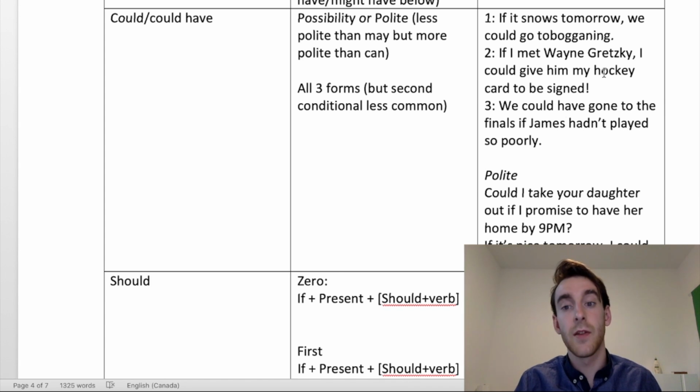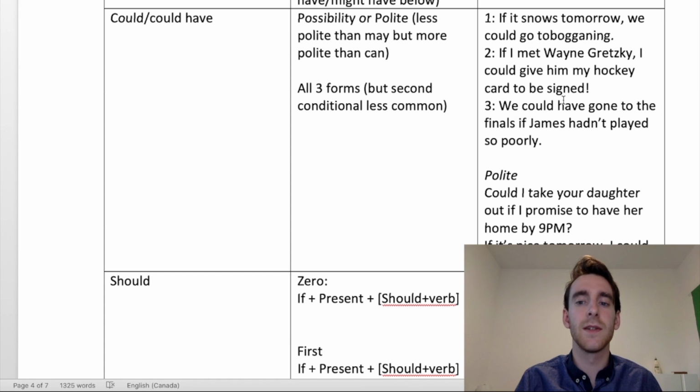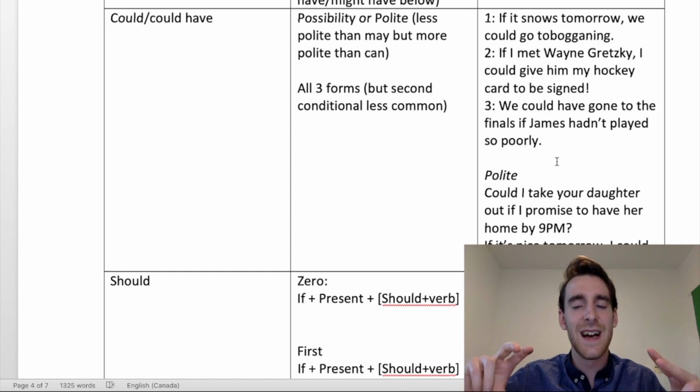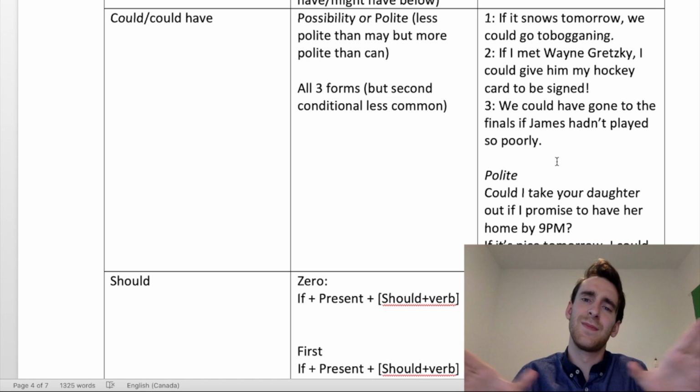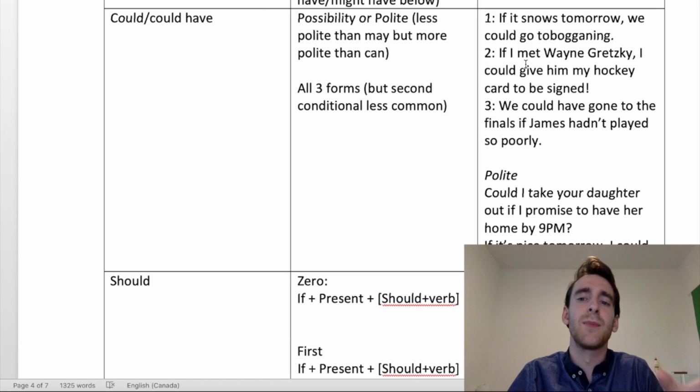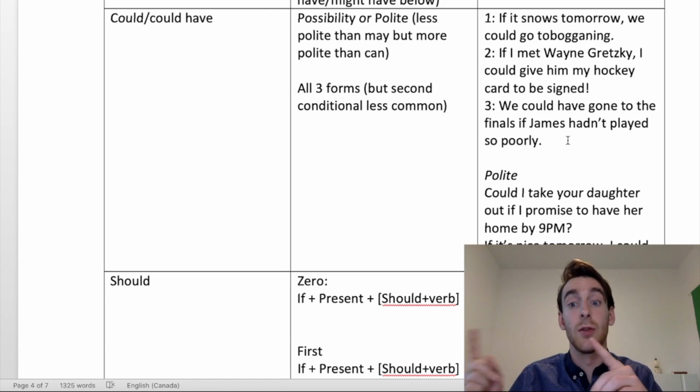The same thing in the third conditional. We could have gone to the finals if James hadn't played so poorly. Both of these are in the past, right? So we use could have plus past participle. Instead of saying we would have gone to the finals if James hadn't played so poorly, here we're saying we could have. So we would have had the ability to, or maybe there was the possibility, like we say here, had he not played so poorly.